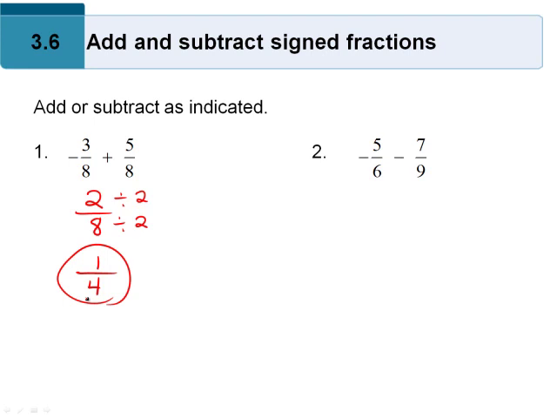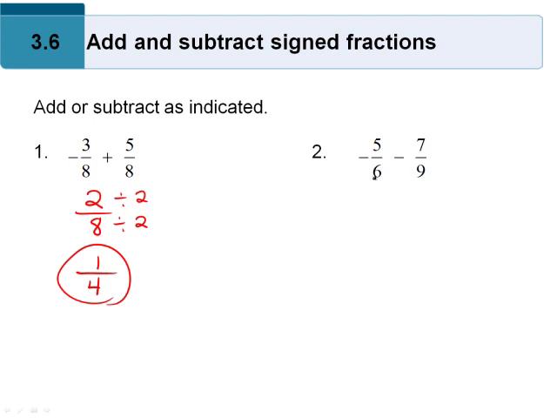Now, look at number 2. We went from one that wasn't too bad to one that's got a lot more stuff going on. First of all, it's a subtraction problem, -5/6 minus 7/9. And also, you don't have the same denominator. So this has got a lot more stuff going on in this problem.